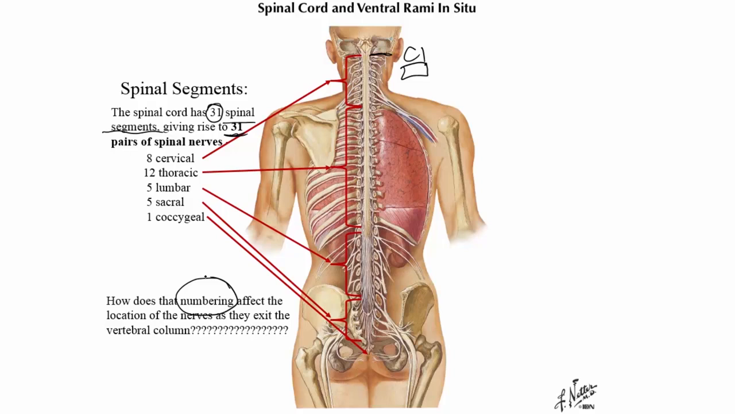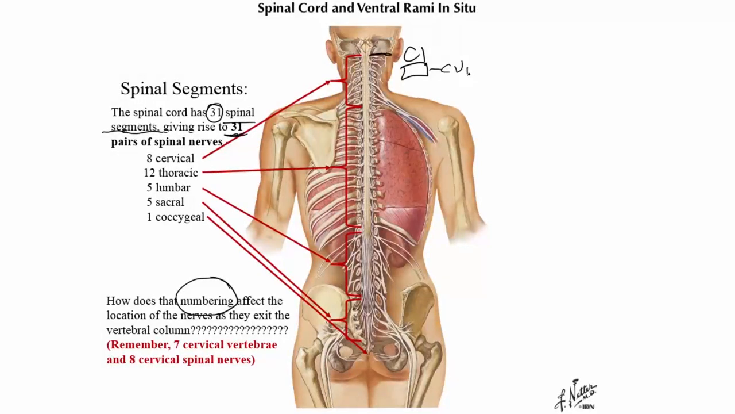And again, I told you that C1 exits above what would be indicated as CV1. So in the cervical region, the nerves exit above the same numbered vertebra. So C1 above CV1, et cetera, right on down. But then we'll have to change that, because we run out of vertebral elements in the cervical region. So C8 comes out below CV7. So TV1, just below it, will be T1. T1, in other words, comes out below TV1. This will be clearer in this figure.